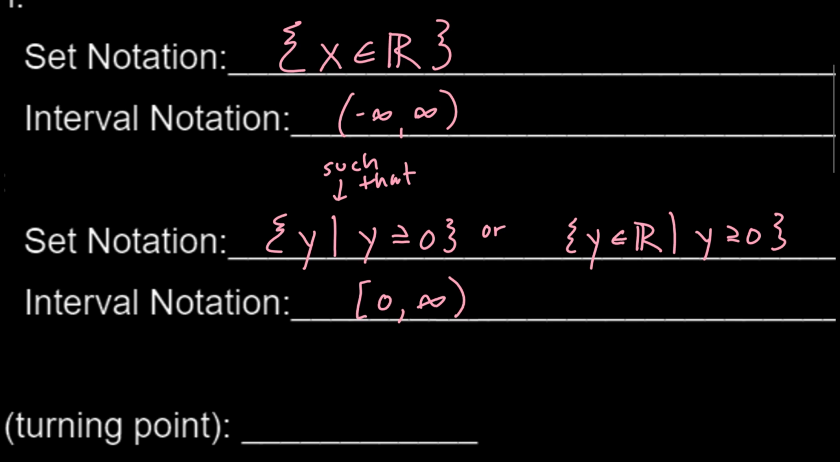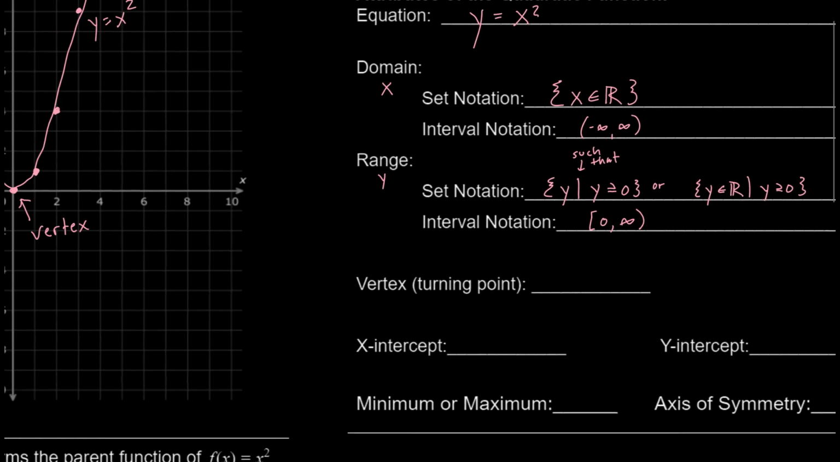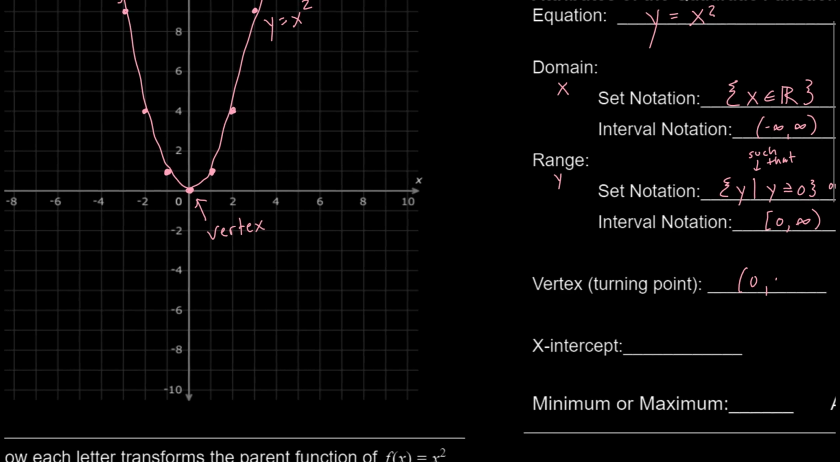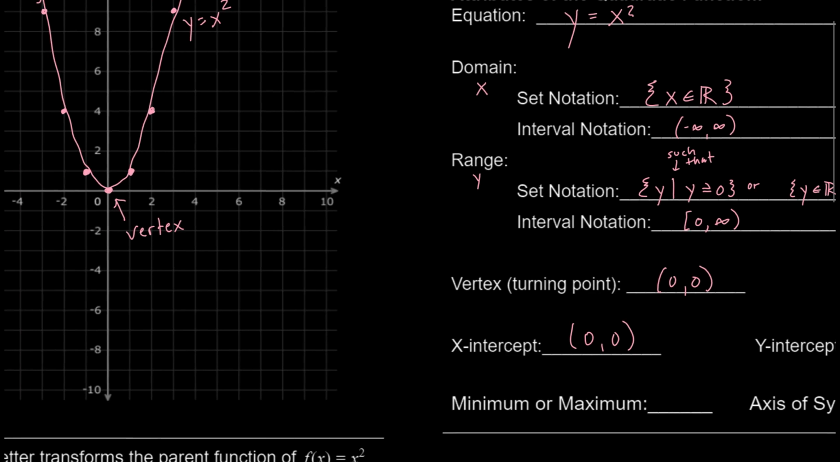All right. So now, just a couple of loose ends here. What was the vertex of our parent function? 0, 0. What is the x-intercept? 0, 0. Right? That's where it intercepts the x-axis. Where is the y-intercept? 0, 0. Is it a minimum or maximum point, the vertex? Minimum. Why? Yes, it's the lowest. So it's a minimum at 0, 0.